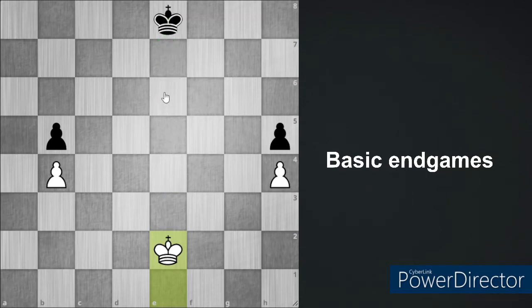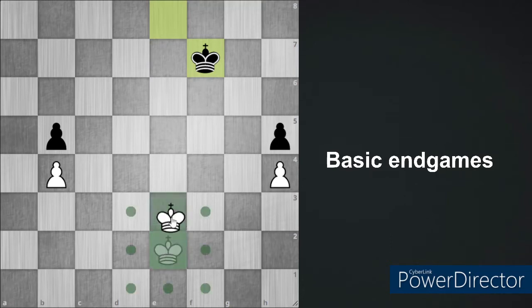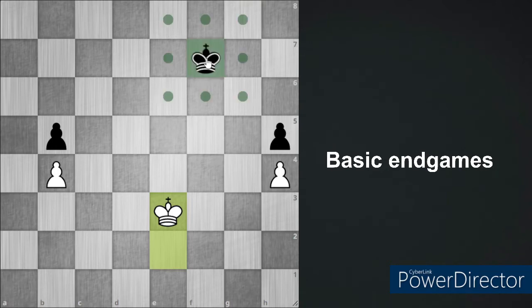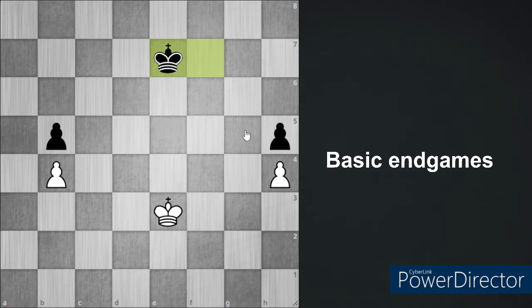So black tries his best by moving the king to f7. If the king moves over here to e3, for example, now it is a draw, because now black gets the distant opposition. As these squares are covered for the black king and these squares are covered for the white king, now black gets the distant opposition. Now if the king moves over here to e4, then king e6 is a distant opposition and it is a draw.